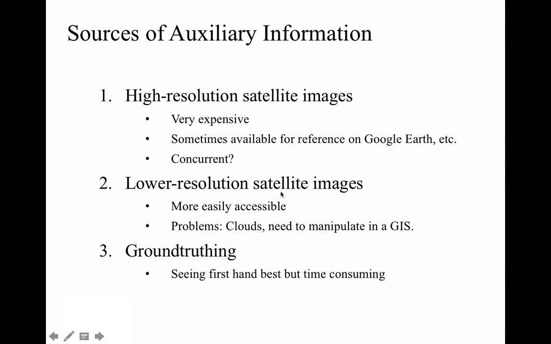Lower resolution satellite images, and by the way, I mean spatial resolution. Lower spatial resolution satellite images such as MODIS, Landsat, Sentinel-2, these are more easily accessible. However, of course, you have got the clouds issue. You've also got concurrency issues, but also the need to manipulate these in GIS. If you're not so familiar with this work, it might not be the easiest thing to go and grab these and process them and make use of them. But it's something that I think should be in all toolboxes somewhere along the line of making these decisions.